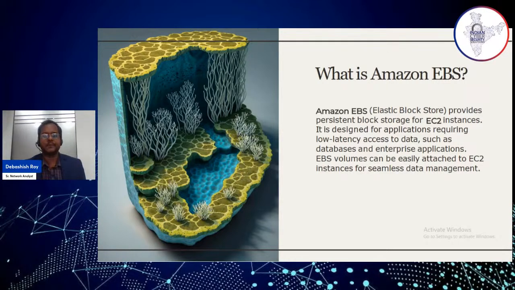What is Amazon EBS? That is Elastic Block Store, which is directly attached to the EC2 instance, persistent block storage. It is designed for applications requiring low latency access to data. Low latency means it can be used to access the data very fast, such as for databases and enterprise applications. So if you are going to run an EC2 instance and connect to it, you are going to make any volume, you are going to copy any volume. For that reason, you have to connect to the EC2 instance first, and then you can get access to the EBS. Now, EBS volumes can be easily attached to EC2 instances for seamless data management.